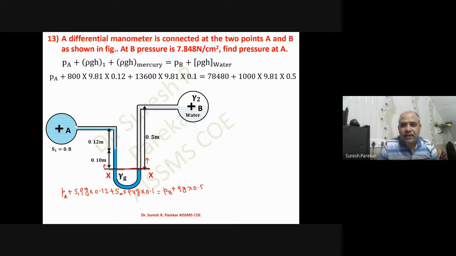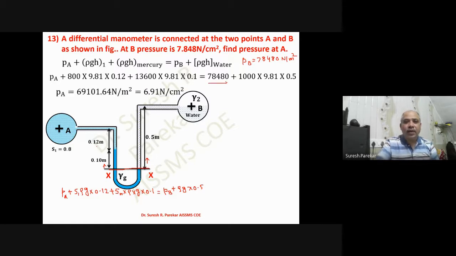Now Pb is given as 7.848 Newton per centimeter square. Convert it into meter square. So we will have this Pb equal to 78480 Newton per meter square. And then we substitute this value over here, and from this we will get Pa equal to 6.91 Newton per centimeter square.